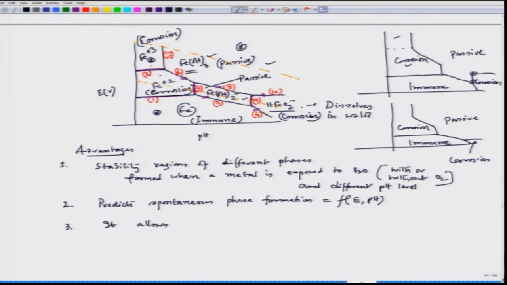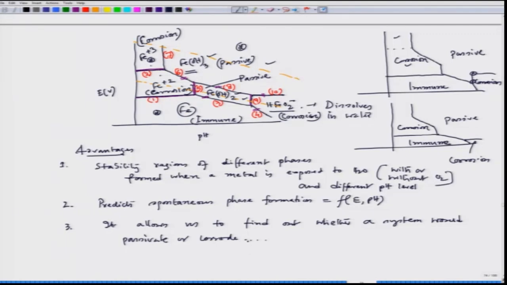it allows us to find out whether a system would passivate or not, or corrode. That information we will definitely get.